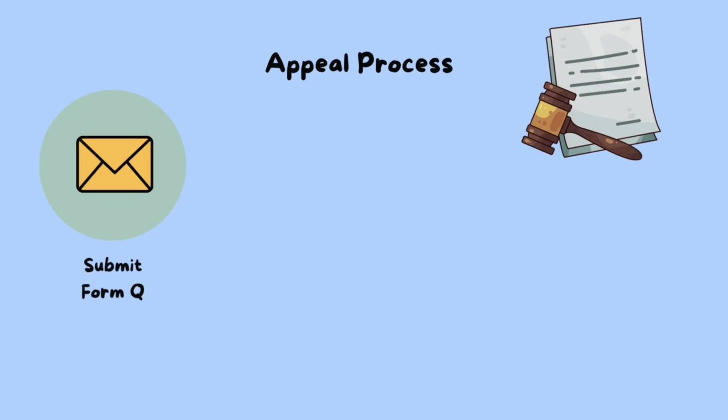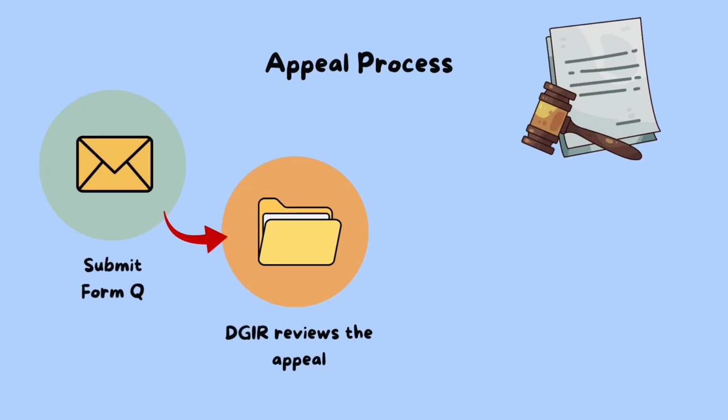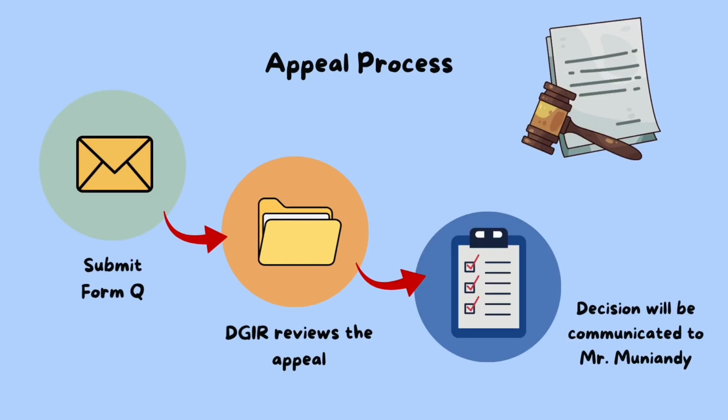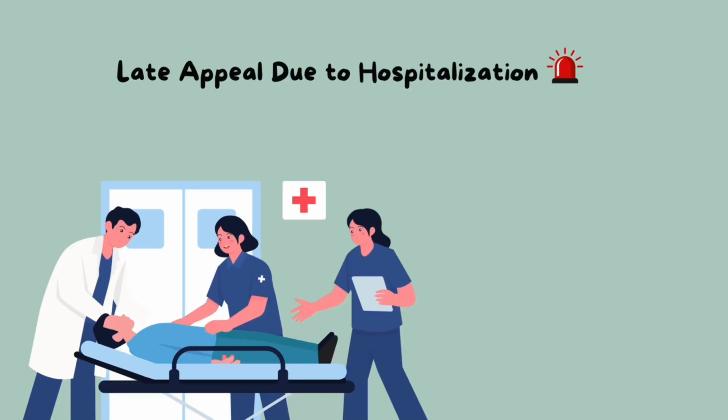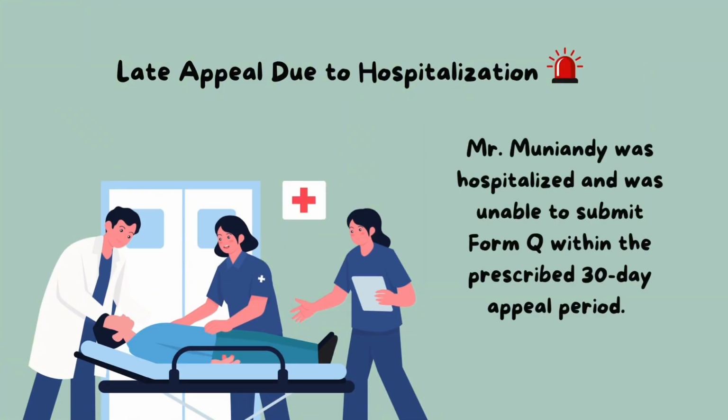Appeal process. Step 1. Submit Form Q. Step 2. DGIR reviews the appeal. Step 3. Decision will be communicated to Mr. Muniandi. Late appeal due to hospitalization. Mr. Muniandi was hospitalized and was unable to submit Form Q within the prescribed 30-day appeal period.